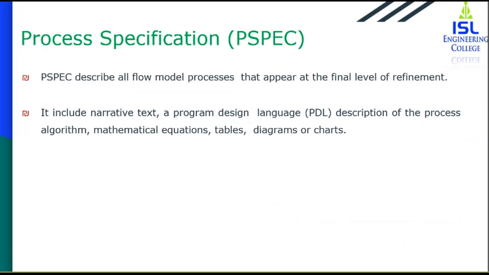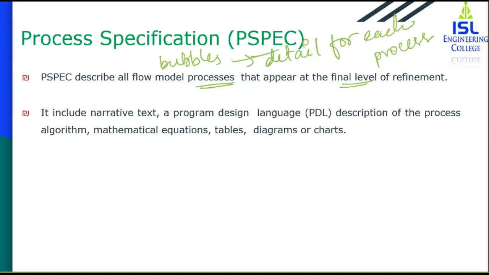The next one is process specification, that is PSPEC. Now, when you focus on process specification, you're going to describe all the processes that appear at the final level of refinement. That is all the bubbles. Those bubbles are your details that you've given for each process.